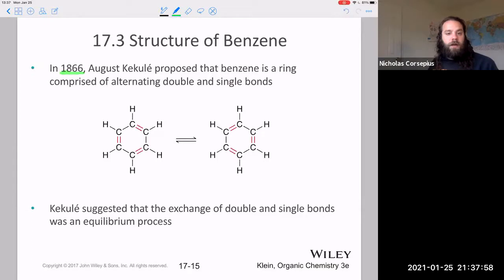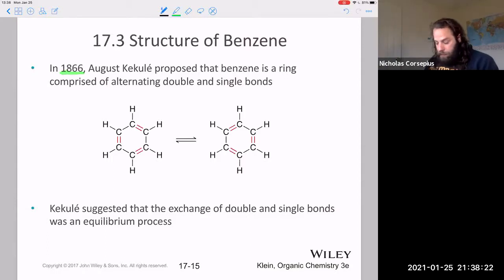1866 is when this particular guy, Auguste Kekulé, proposed that it was a structure that consisted of alternating double bonds, right? This sort of idea of resonance. First of all, 1866, that's like 150 years ago. That's a crazy long time ago.